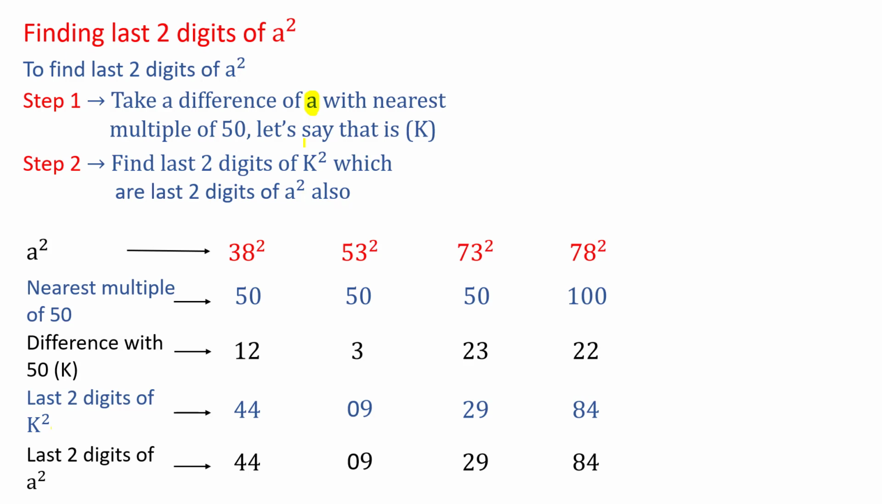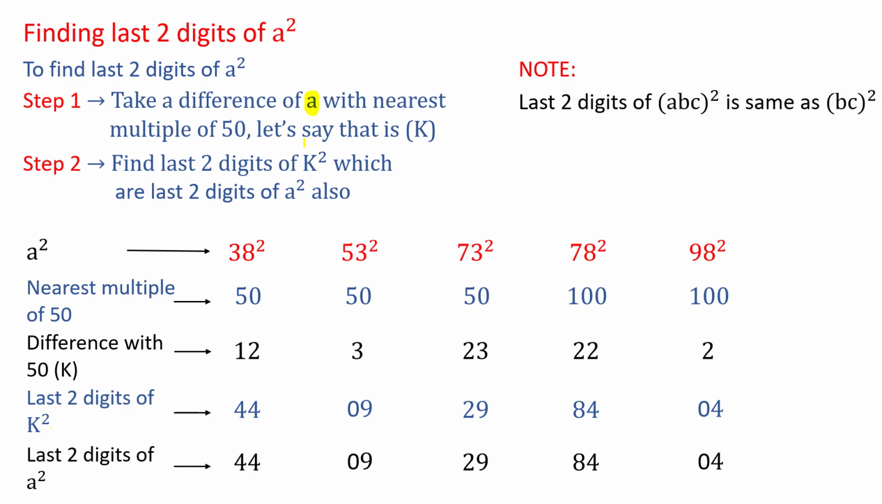After this, let's say I want to find the last two digits of 98 square. For 98, the closest multiple of 50 is 100. So the difference of 98 with 100 is how much? 2. 2 square is how much? 4. We are not going to write 4 here, we want the last two digits, so we will write 4 as 04. So the last two digits of 98 square are going to be what? 04.